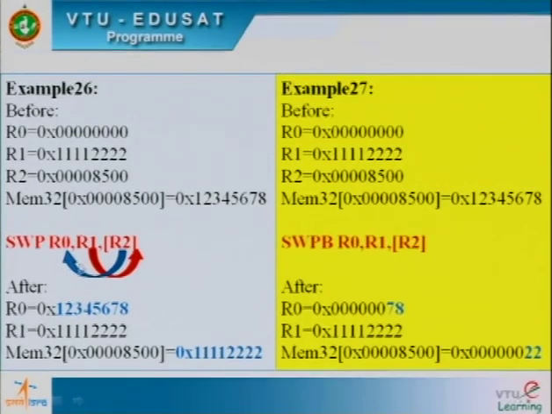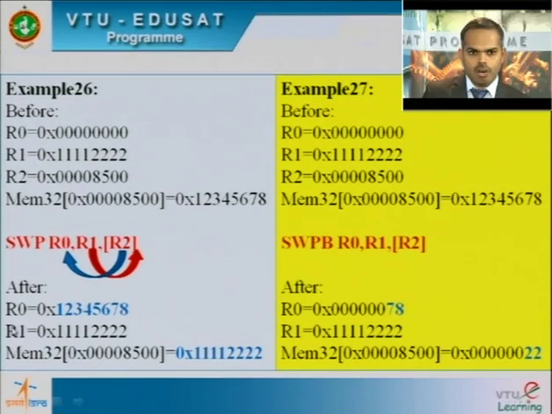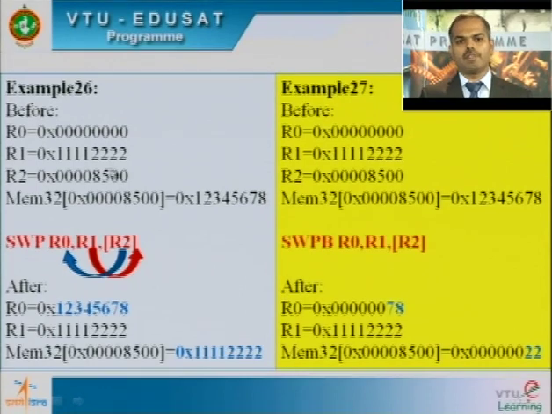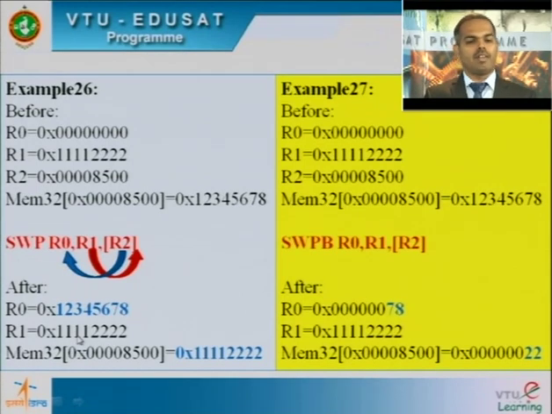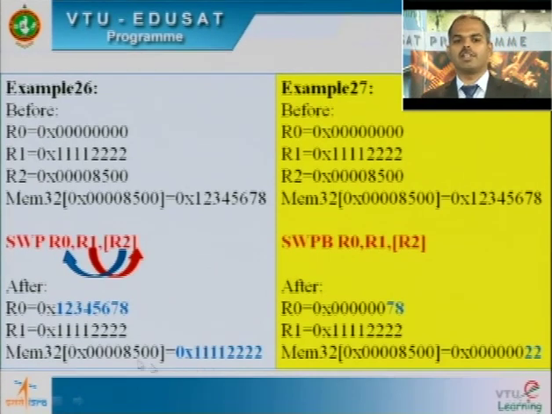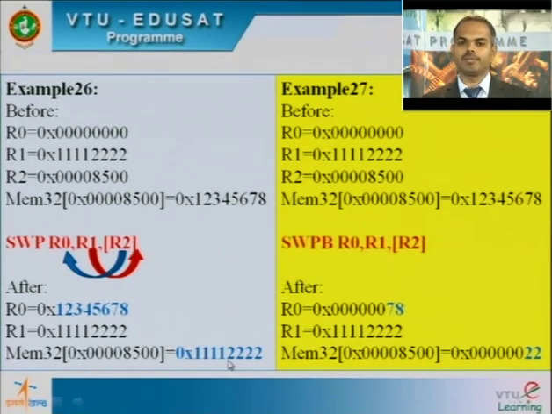R0 will hold the value of the RAM location pointed to by the register R2, that is 12345678. That gets copied to R0. R1 will hold the original value as it is. This R1 value will also get copied to the RAM location pointed to by register R2. That's what the last line shows in example 26.